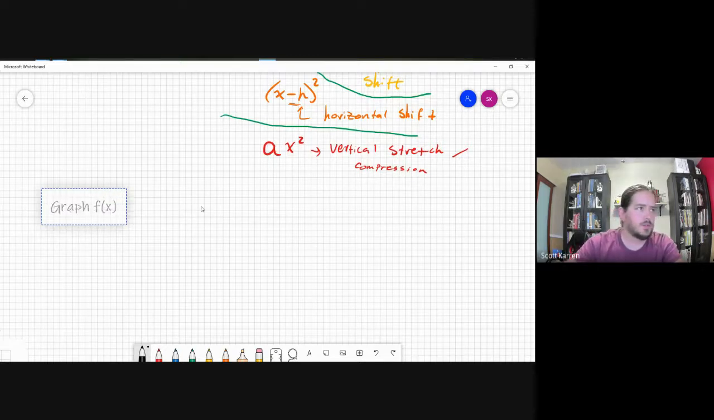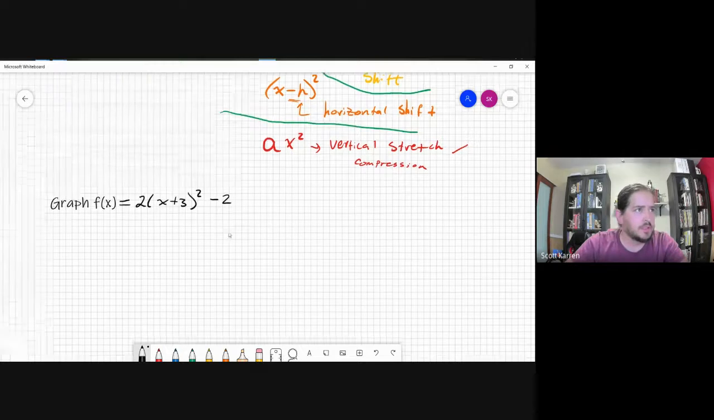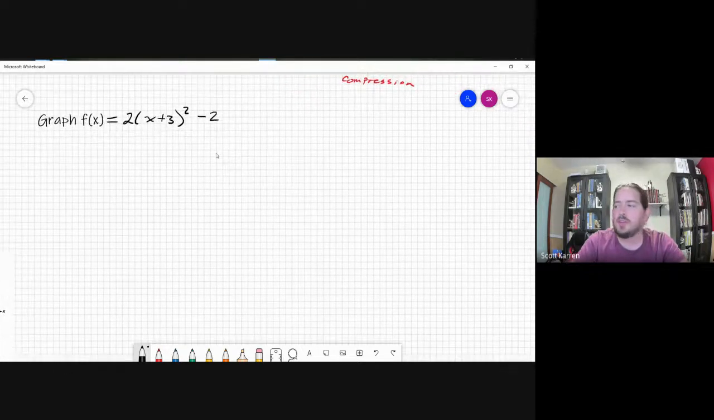Let's graph f of x equals 2 times x plus 3 squared, and then minus 2. Right? So if I go to graph this, I'm going to look at my moving left and right, up and down first.